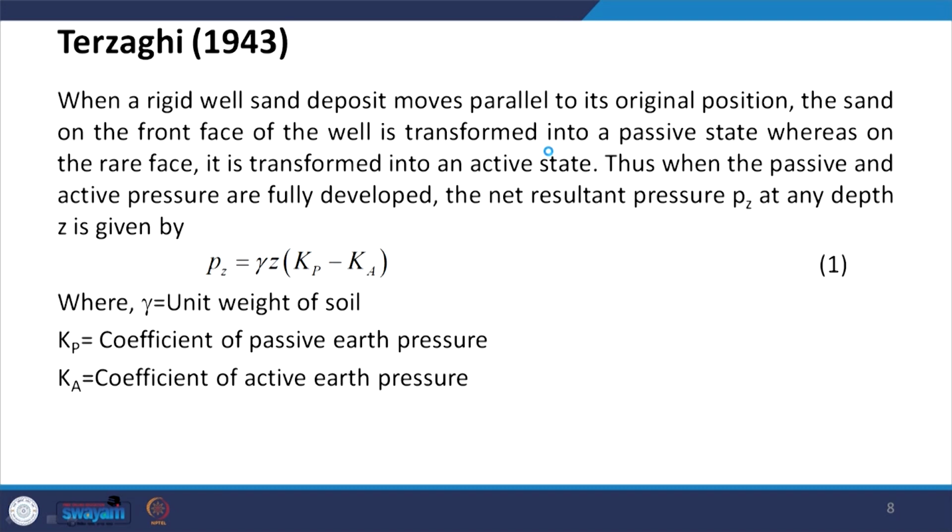Thus, when the passive and active pressure are fully developed, the net resultant pressure Pz at any depth is given by gamma z into (Kp minus Ka), where gamma is the unit weight of soil, Kp is the coefficient of passive earth pressure and Ka is the coefficient of active earth pressure. So, equation 1 gives you the value of Pz, the net resultant pressure at any depth desired.